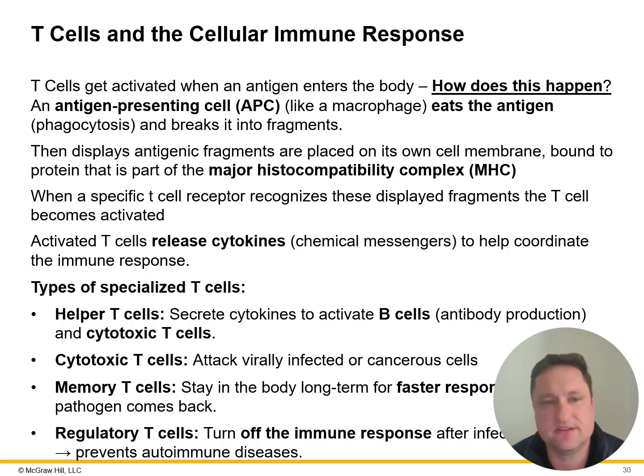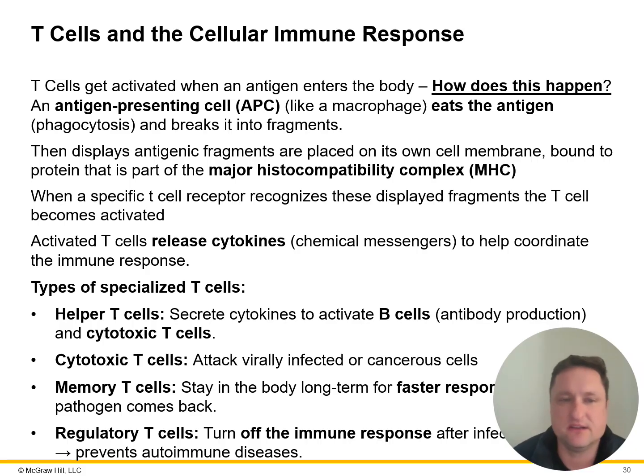An activated T cell releases cytokines, which are chemical messengers that coordinate the rest of the immune response, telling the other immune cells where to go and what to do. From there, different specialized T cells take the lead. We have helper T cells. They're the signal boosters. They secrete cytokines and activate B cells to produce antibodies, and they stimulate cytotoxic T cells to expand the attack.